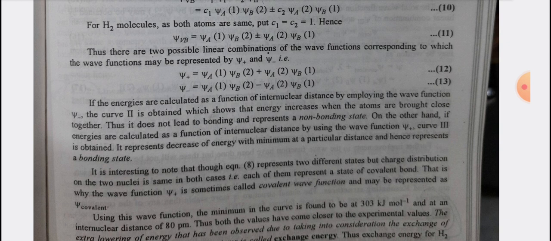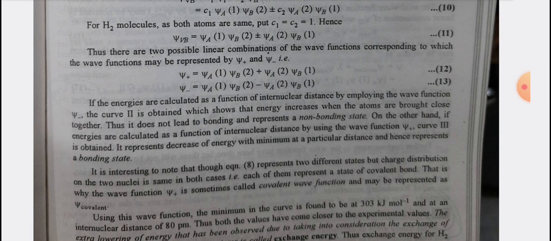If the energy is calculated as a function of internuclear distance by employing the wave function psi negative, curve 2 is obtained, which shows that energy increases when the atoms are brought close together. Thus it does not lead to bonding and represents a non-bonding state. On the other hand, if energies are calculated as a function of internuclear distance by using the wave function psi positive, curve 3 is obtained. It represents a decrease of energy with a minimum at a particular distance, and hence represents a bonding state.